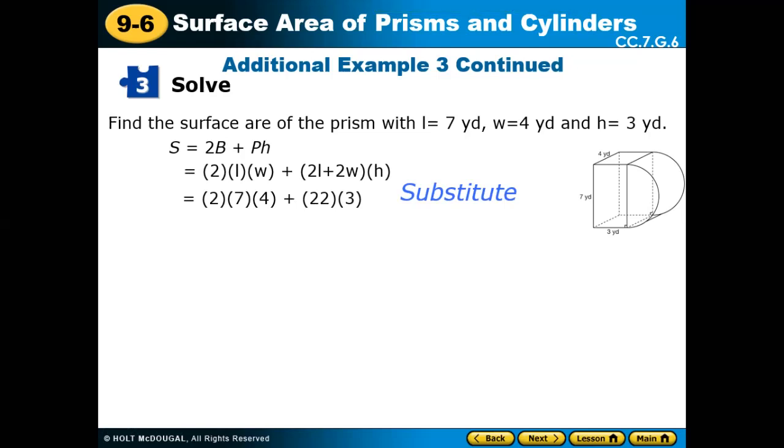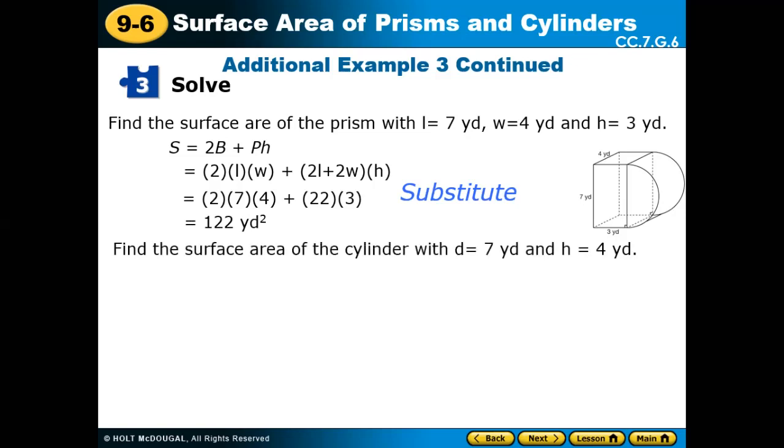Now we remove each letter and start substituting our problem. We calculate by multiplying 2 and 7 and 4, then adding 2, multiplying 22 by 3 to get 122 yards square. Now we finish the first step with the prism.